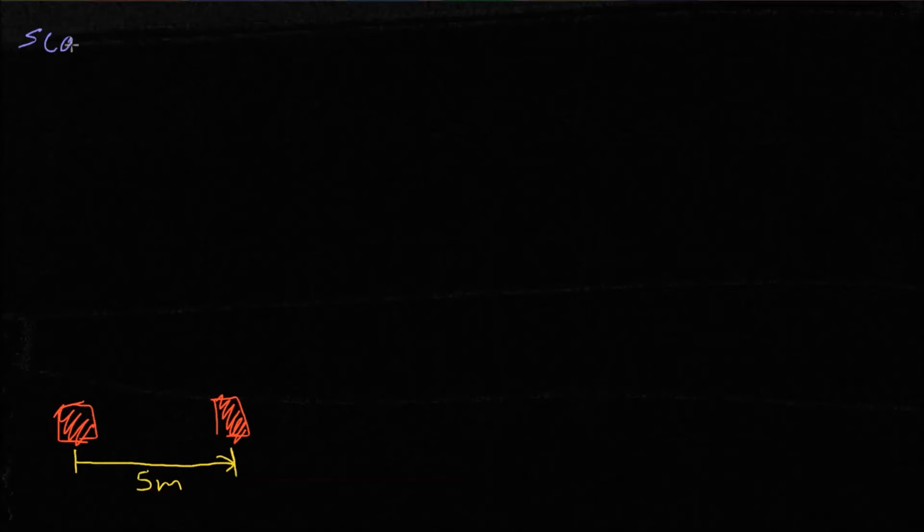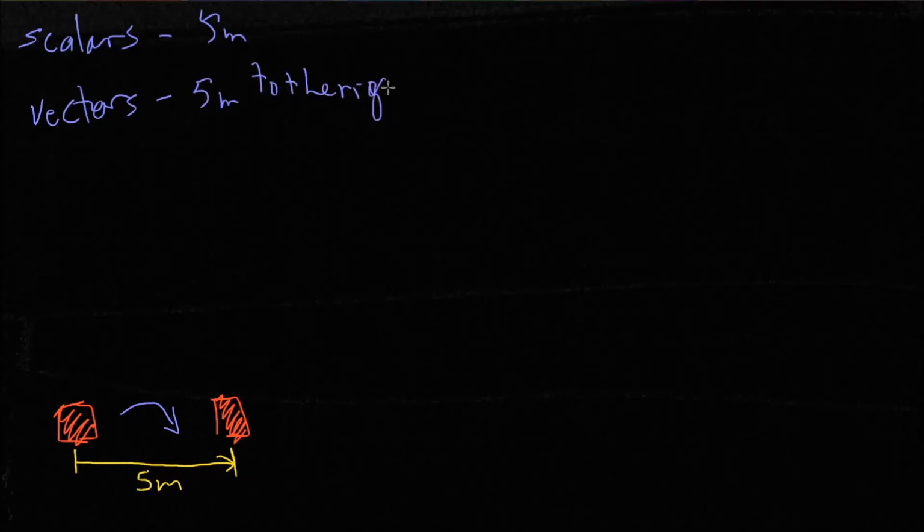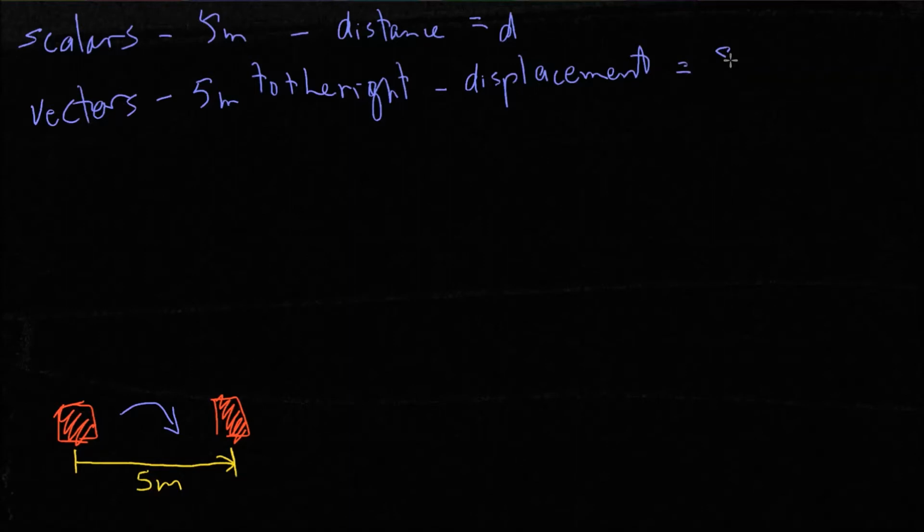If you remember from our previous video from the Khan Academy, we looked at the difference between scalars and vectors. And we had an example of our brick moving this way. The scalar, which was simply the quantity, was 5 meters, and the vector was 5 meters to the right. The scalar we call distance, or d, and for the vector, 5 meters to the right, we call that displacement, and we usually use the symbol s for displacement, with a little arrow on top to tell us that it's a vector.